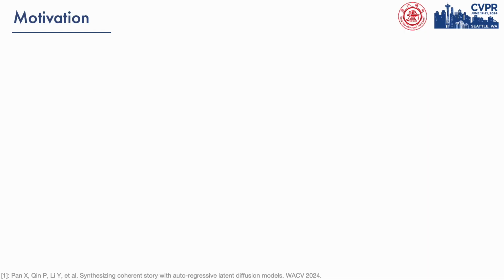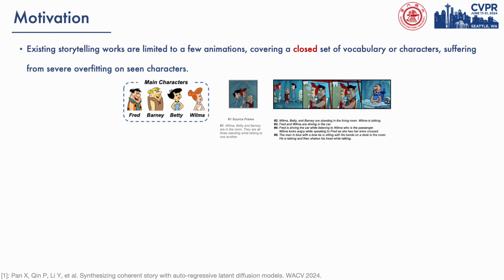As we know, existing storytelling works are limited to a few animations, covering a closed set of vocabulary or characters, suffering from severe overfitting on scene characters. For example, many works focus on Flintstone's SV dataset, which only has 7 different characters.